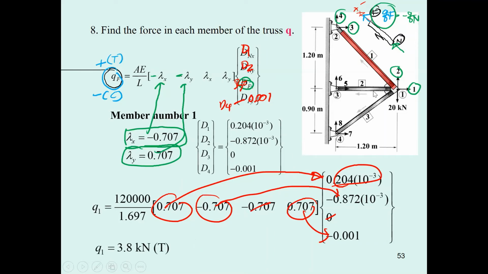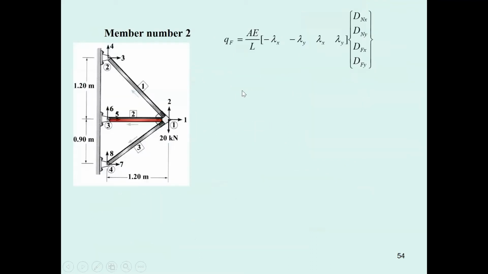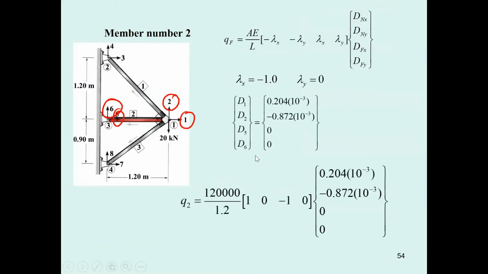Next, number 2. Again, this is lambda sub x equal to minus 1. Lambda sub y is going to be 0. And then D1, D2, D5 equal to 0, D6 equal to 0. The calculation of this one is going to be easier. Just this one times this number and then times this. You get the result. The other is going to be 0.